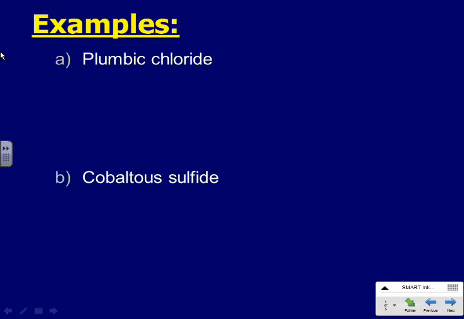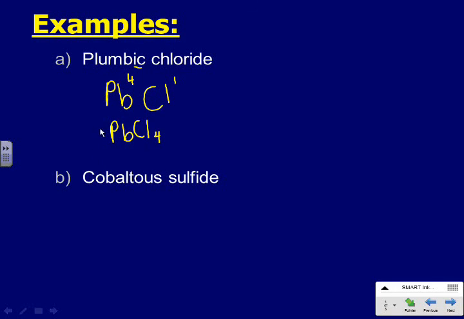Okay, now for a couple of examples using the classical naming system, so we can give you some homework and then you can work on this in class tomorrow. All right, plumbic chloride. So again, the classical naming system ends in ic or us. That means we're dealing with lead, Pb, chloride, Cl. If you check your periodic table, you'll find the two oxidation states for lead are 2 and 4. So remember, if it's ic, it's the high one. So this is lead 4, chlorine is 1. And if we cross those over, that is PbCl4 for plumbic chloride.